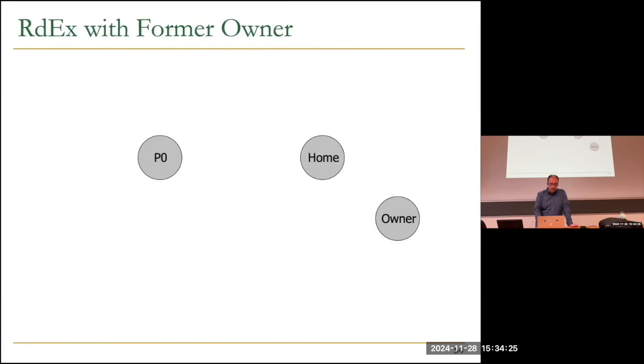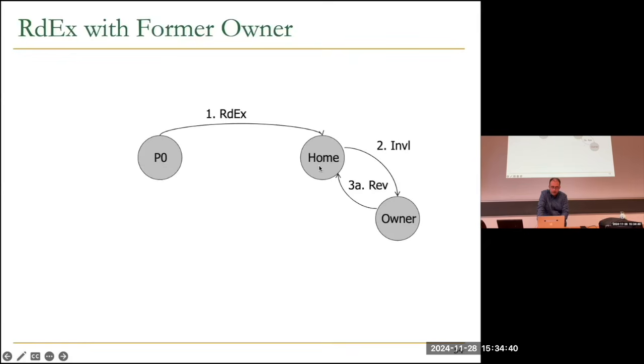Read exclusive with the former owner. So processor 0 sends this read exclusive command to home. And then this home directory needs to send an invalidate request to the owner. And then the owner sends a revision. As I said, there are many different terminologies here. This revision is like a revised or updated version of that cache block, essentially. So this owner sends the revision of that cache block to the home directory and also sends it to processor 0.